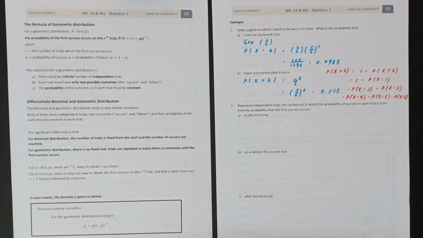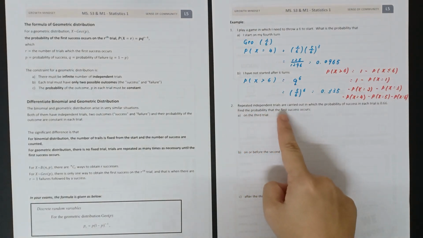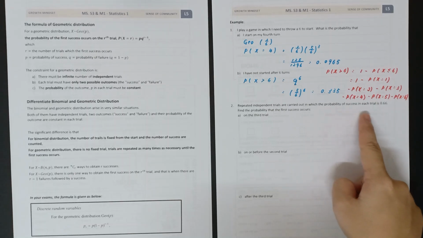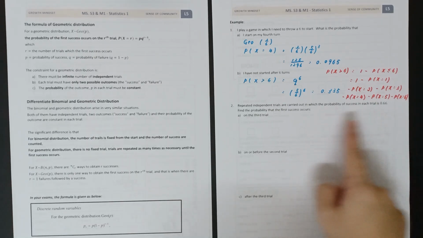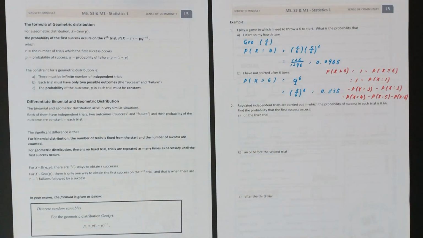Alright, number 2. Repeated independent trials are carried out in which the probability of success in each trial is 0.66. Find the probability that the first success occurs on the third trial. Okay, so this question is a geometric distribution also. I hope that you can see the idea now.